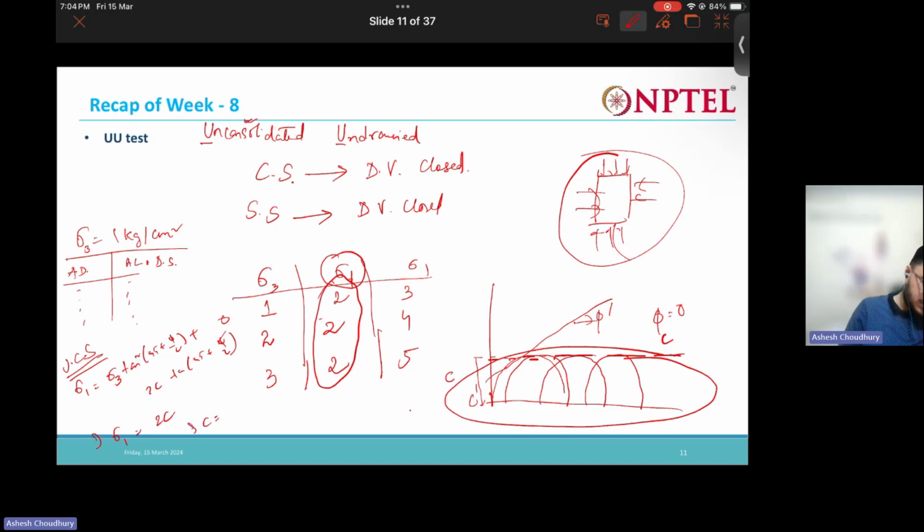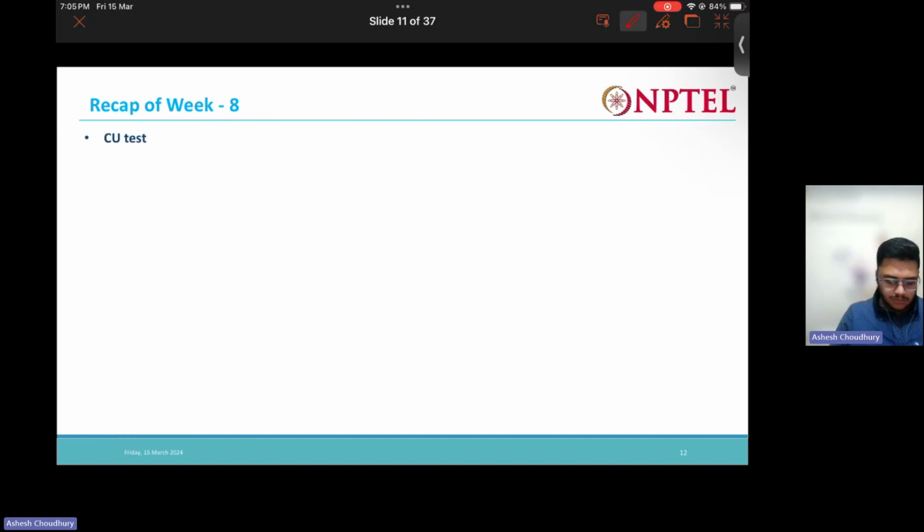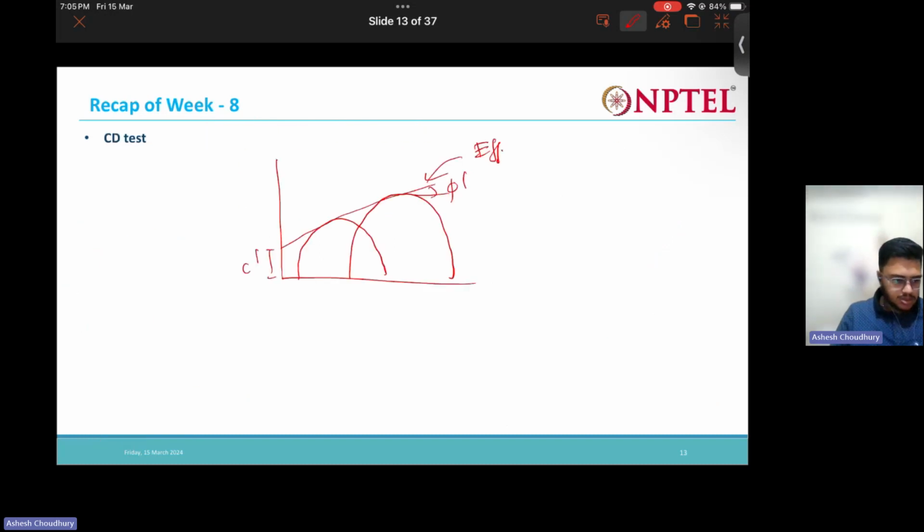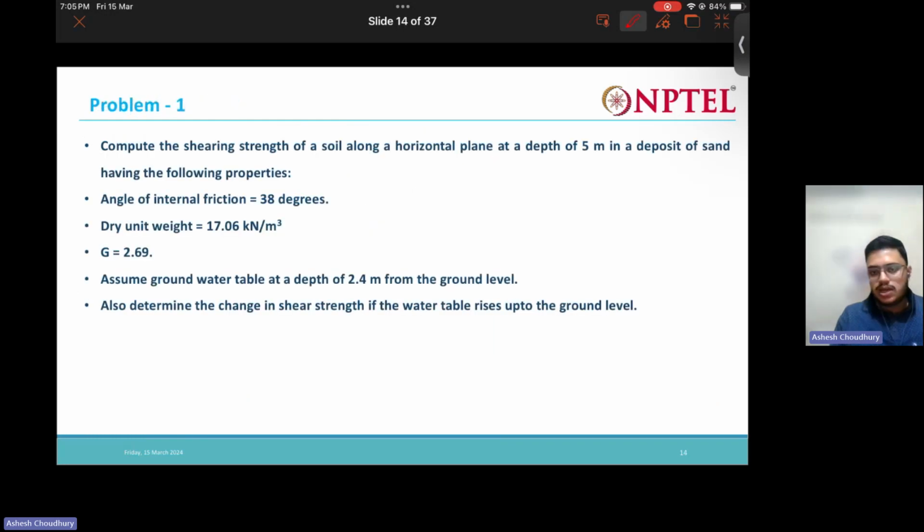So c is nothing but sigma 1 by 2. And what is sigma 1? Sigma 1 is nothing but the unconfined compressive strength, that is the qu. So the cohesion or the shear strength is nothing but qu by 2, where qu is the unconfined compressive strength. This is one more thing that I wanted to mention. So now let us start solving the problems. Let us start solving some of the basic problems, and see how to do those.